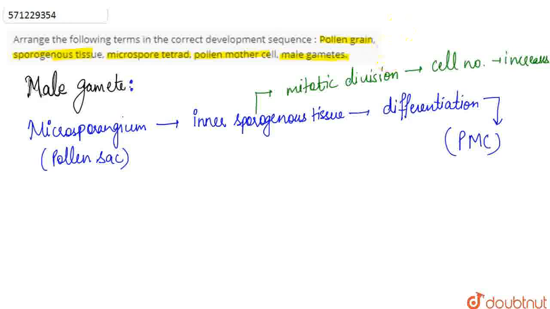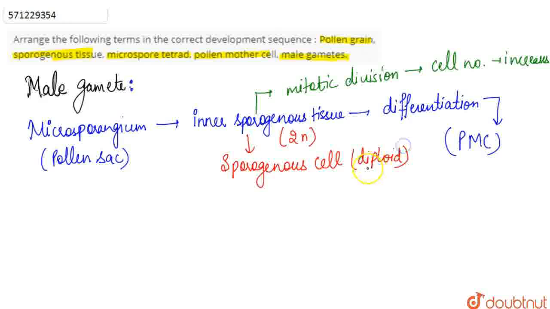If we talk about the ploidy of the sporogenous tissue, they are diploid in nature. They have two complete sets of chromosomes. So the sporogenous cells of the sporogenous tissue are diploid in nature, and these diploid cells undergo meiosis.